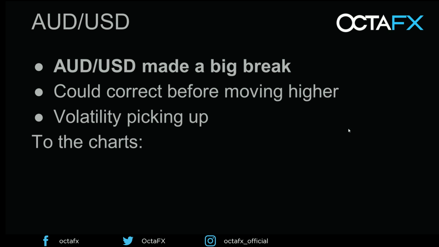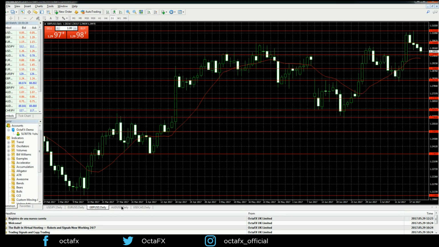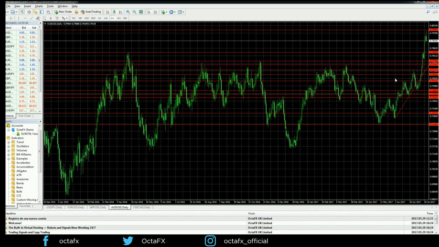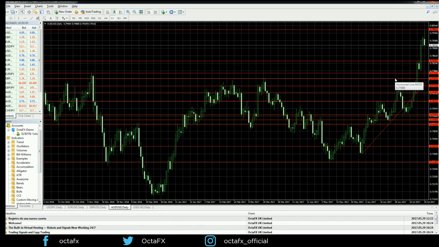And let's look at the charts quickly. So here we are. You can see this is a zoomed out chart, with levels back to 2014. We can see that the pair made a big break to the upside. We're at the highest levels since 2015, so quite a big move. Let's zoom in a bit to talk about more specific levels. When we zoom in, you can see the big breakout.